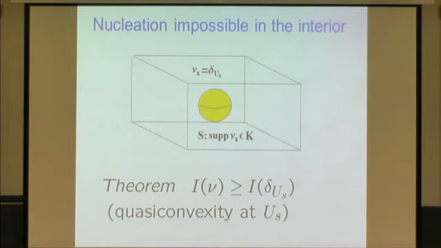I'll just give you the statement of what the theorem says. If you take a ball in the material, and in this ball you require that the support of the gradient Young measure is contained in K, so that's austenite or martensite, and elsewhere it is the initial variant, then I of nu is bigger or equal to I of the Dirac mass at U sub s. So that's quasi-convexity at U sub s. It says you can't nucleate in the interior.